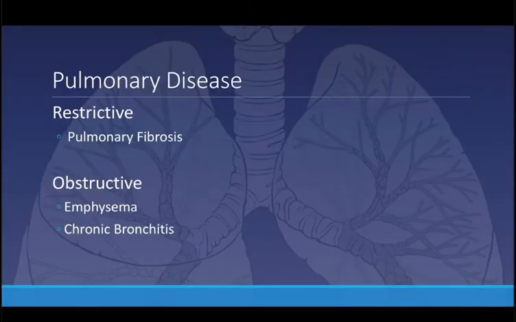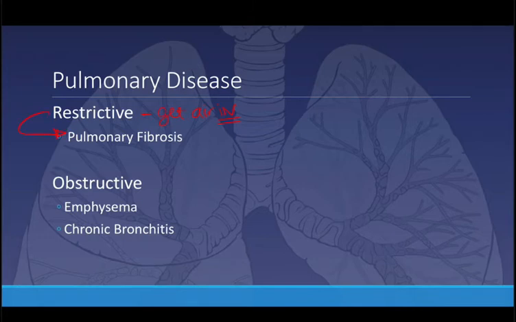And those are going to fall into two main categories. There are restrictive lung disease, and by restrictive, we mean it's hard to get air in. It's very hard to get air in. And the big disease we're going to use to talk about is pulmonary fibrosis.